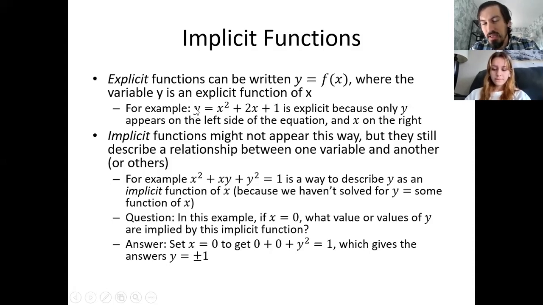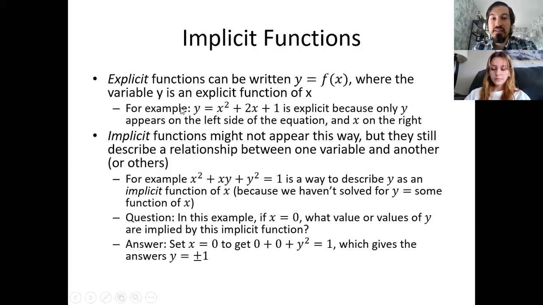Anyways, you can write this as y equals f of x. Here, f of x is x squared plus 2x plus 1. That's what f of x is. You can tell right away that I could put one value of x in there and it would give me one value of y. It's a good function.